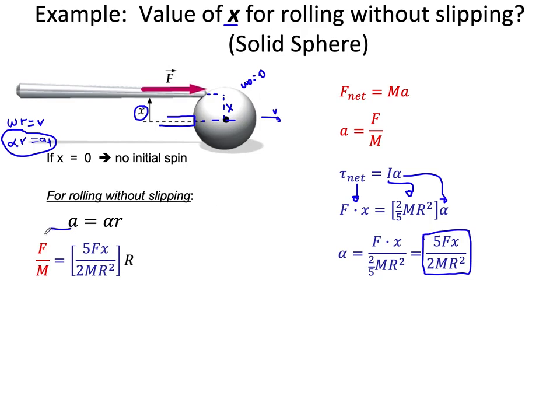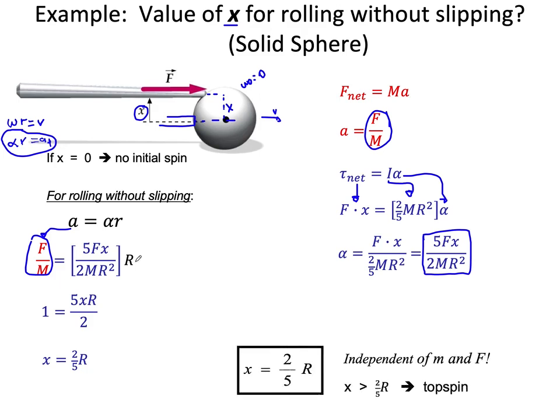Once we have that, we can take those two and plug them in over here. So we know our regular acceleration is this, from up over here, and we know our angular acceleration is this from right over here. And then the radius of our ball, of course, is r. Solving it, we get x equals 2/5 of r. Notice it doesn't even matter what the mass of our ball is, or what the force is. It's just that.